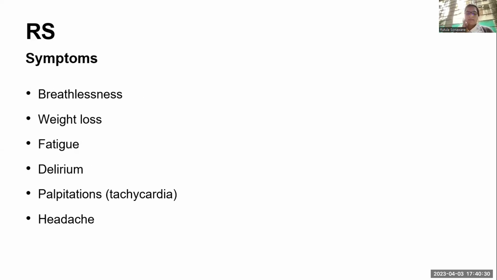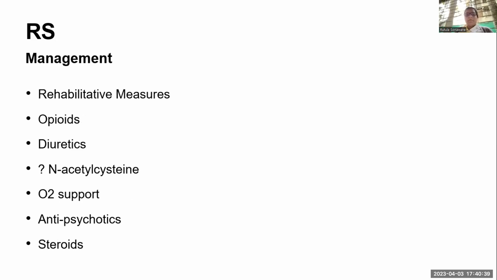Next slide, please. Again, the cardiovascular and respiratory symptoms overlap. So you have your breathlessness, weight loss, fatigue. You'll have delirium here. You'll have a lot of palpitations and headache. Next slide, please. So can anyone tell me what is the mechanism by which opioids help in breathlessness?